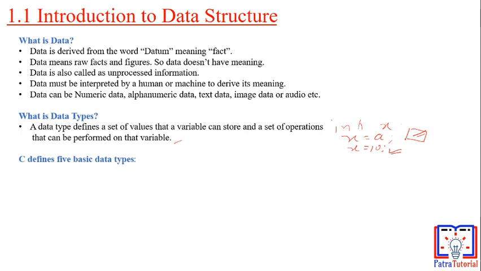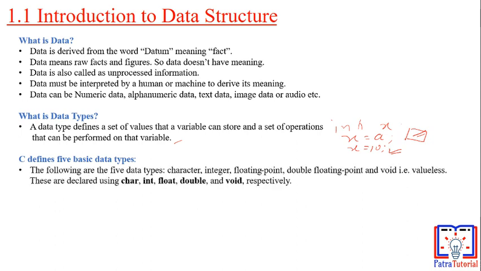So in your C programming, how many data types do you know? There are 5 different data types, right? C defines 5 different data types: character, integer, float, double, and void. This is a very interesting one. I will discuss it in your C lecture, okay? Now tell me what is data structure.